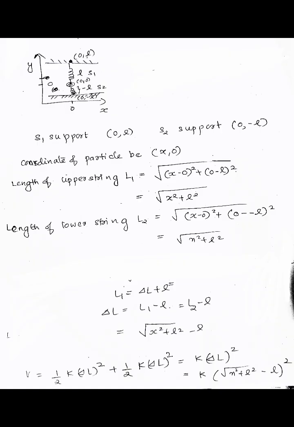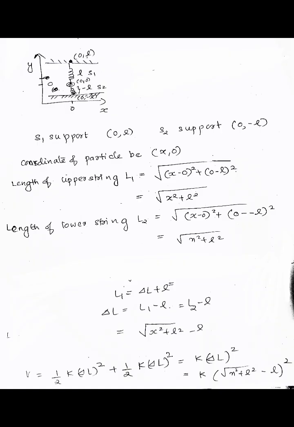Let the position of the mass be the origin, that is 0, 0. So the first spring, that is S1, is having the length L. Then the topmost point is having the coordinate 0 comma L, and below it the length is minus L, so that the point is 0 comma minus L. That is, the S1 support has the coordinate 0 comma L and S2 has the coordinate 0 comma minus L. So the coordinate of the particle be x comma 0.